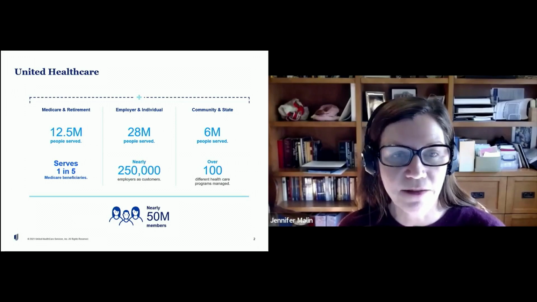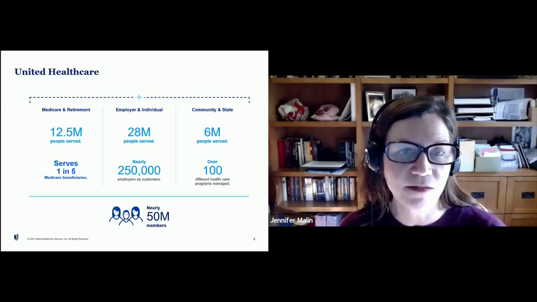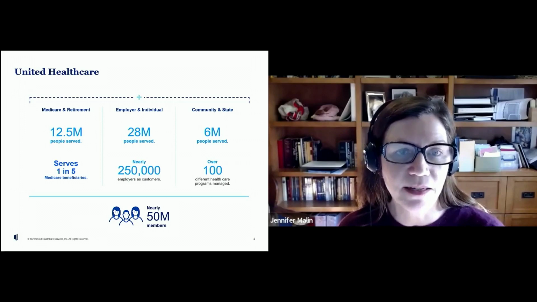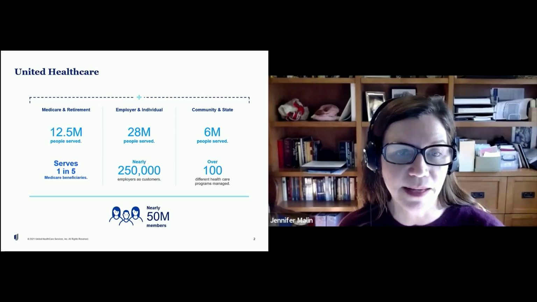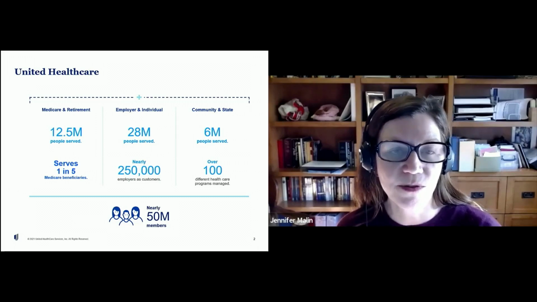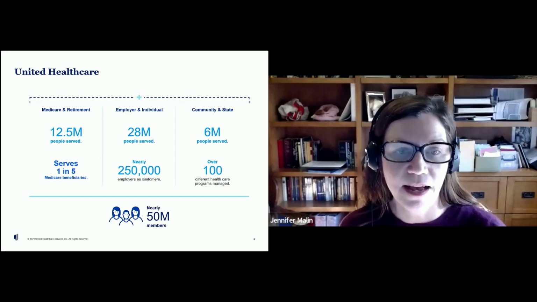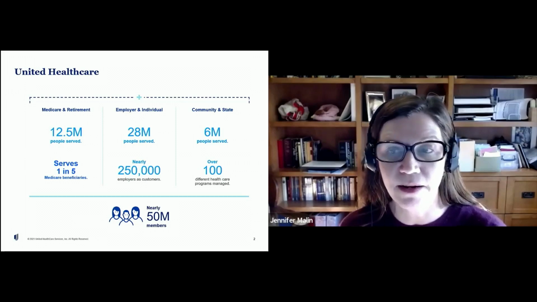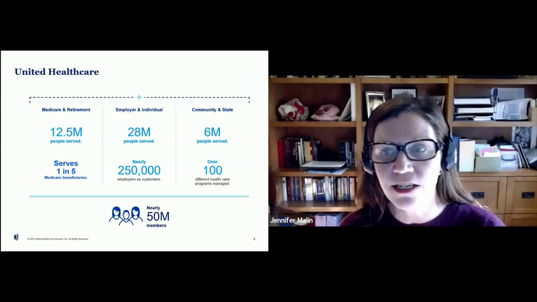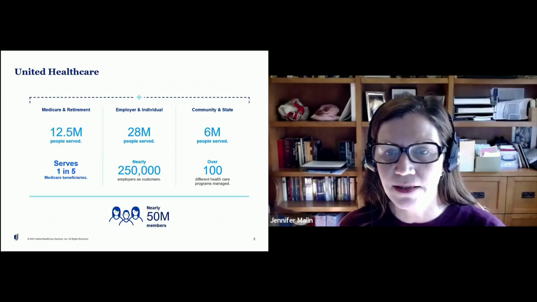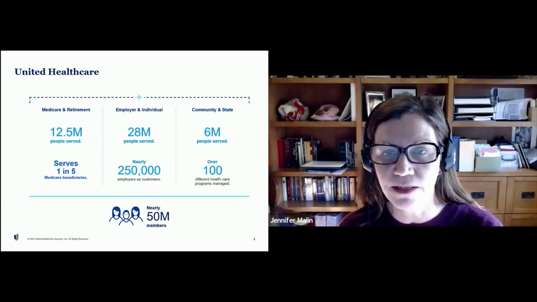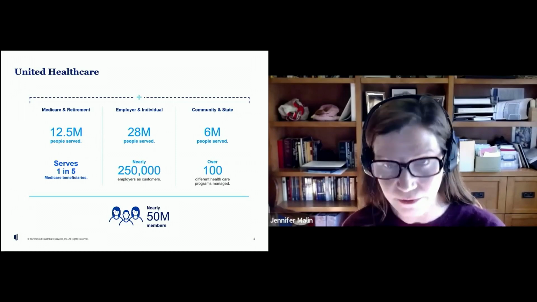But as many of you may know, we also provide coverage for 12.5 million members who have Medicare Advantage or retiree health plans, Medigap plans. Through these plans, we provide healthcare benefits to 1 in 5 Medicare beneficiaries. And in addition, we serve 6 million members through our community and state plans, the partnerships that we have with state Medicaid plans.